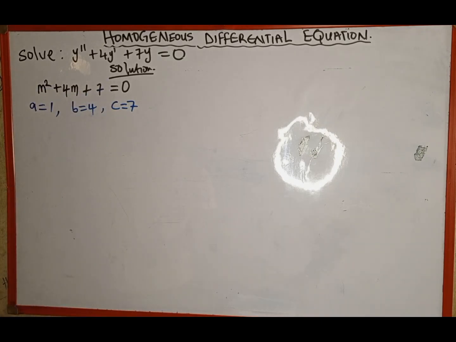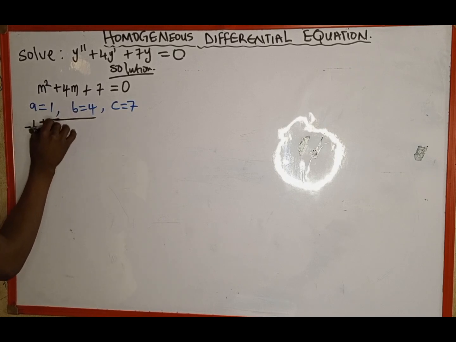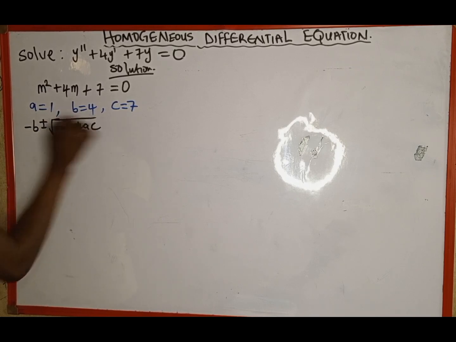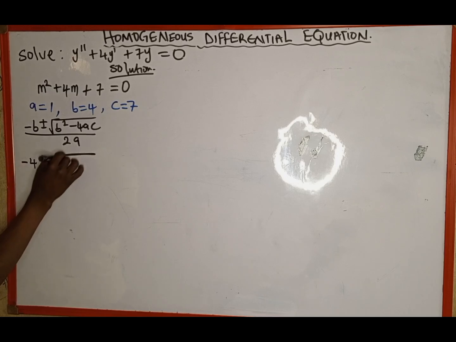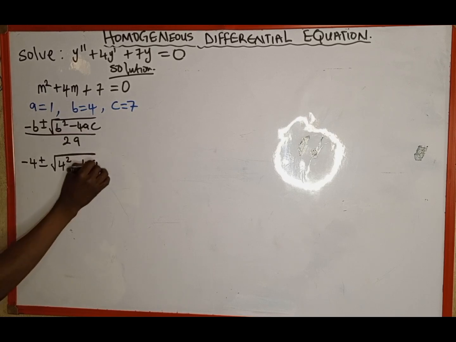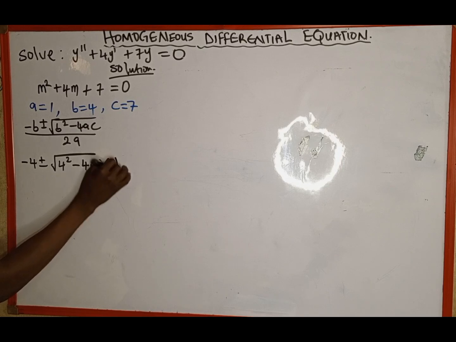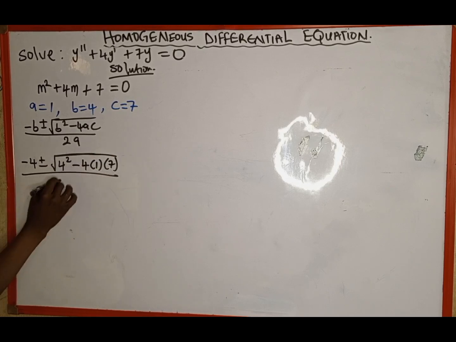Now, the next thing we're going to do is to write the general formula of a quadratic equation, which is minus b plus or minus square root of b squared minus 4ac, over 2a. Now, from the question, b is 4, so we substitute: minus 4 plus or minus square root of 4 squared, minus 4 multiplied by a, and a is 1, multiplied by c, which is equal to 7, then everything over 2 multiplied by a, and a is 1.